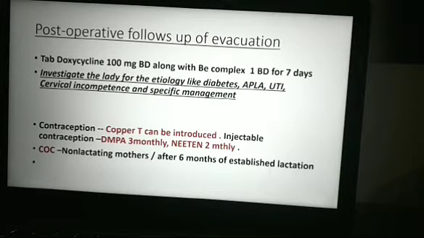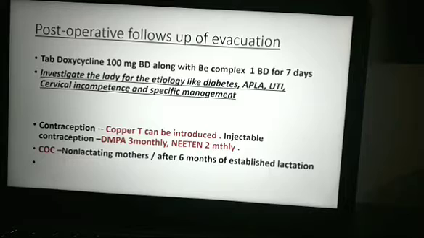Post-operative antibiotic of choice should be doxycycline, and investigate the lady if she is a case of spontaneous abortion for the reason for abortion, like diabetes, APLA, urinary tract infection. Patients of cervical incompetence should be managed specifically.